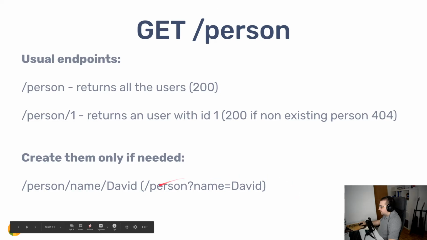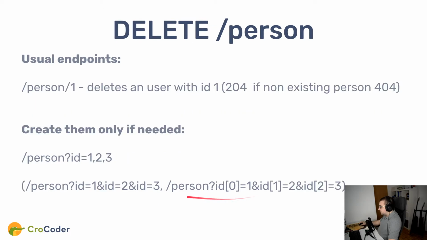We already have seen this type of endpoints in JSON server, right? So this is pretty cool. Let's go to delete. The next point is delete. The usual endpoint is that you should just pass an ID. So person/ID deletes a person with ID 1. It returns 204.